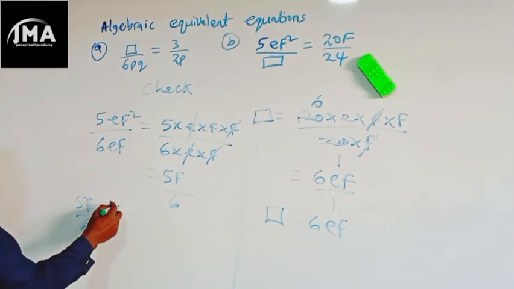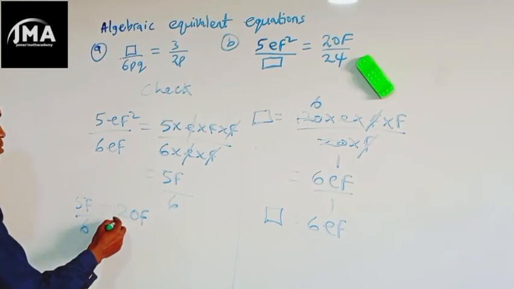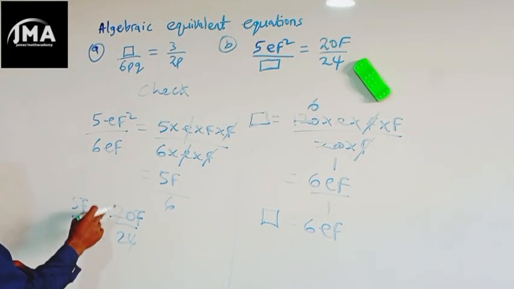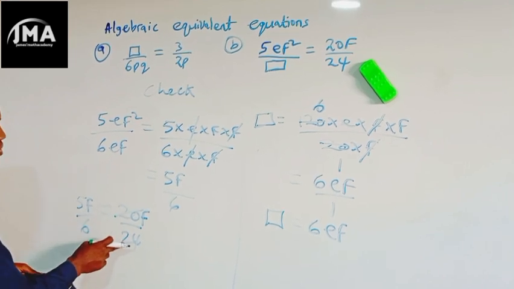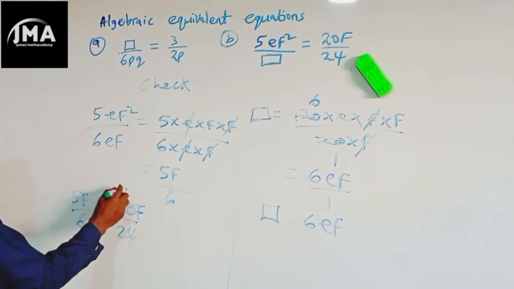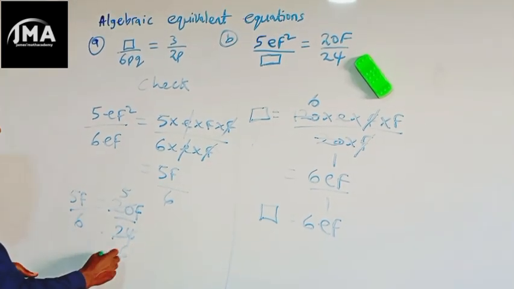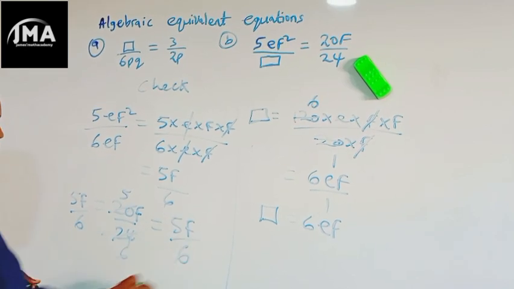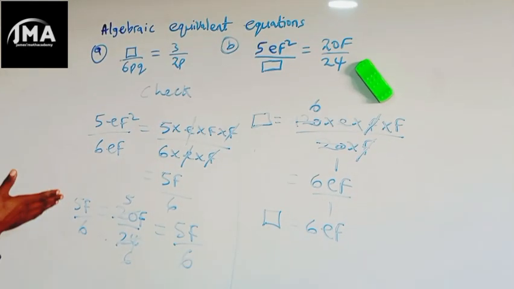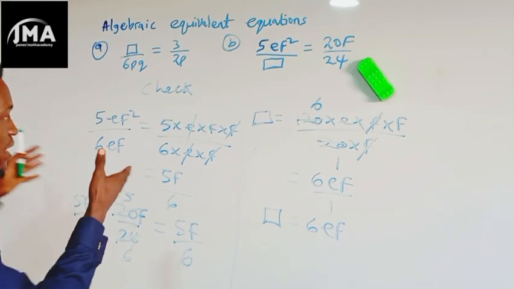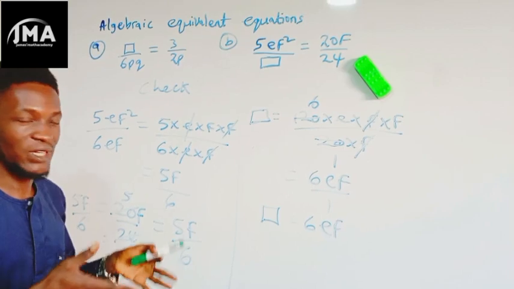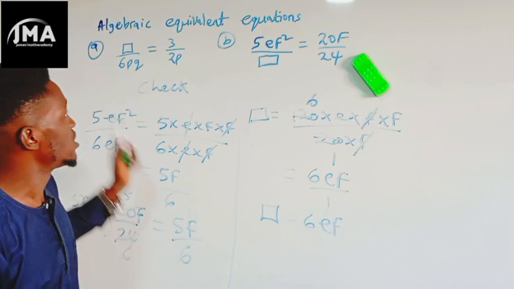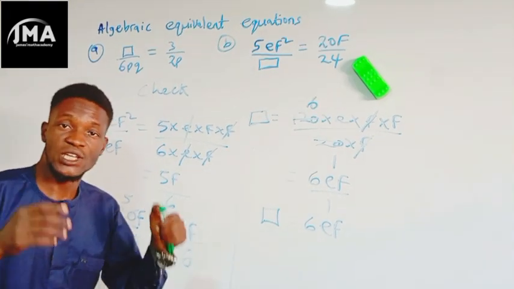Let's check the value at the right hand side. In the right hand side I have 20f over 24. Remember, what number can divide both 20 and 24? 4 divided into 20 is 5. 4 divided into 24 is 6. So invariably we have 5f over 6. As you can see, the answer you get at the right hand side is equal to the answer you get at the left hand side. This is the basic concept of algebraic equivalent equations.